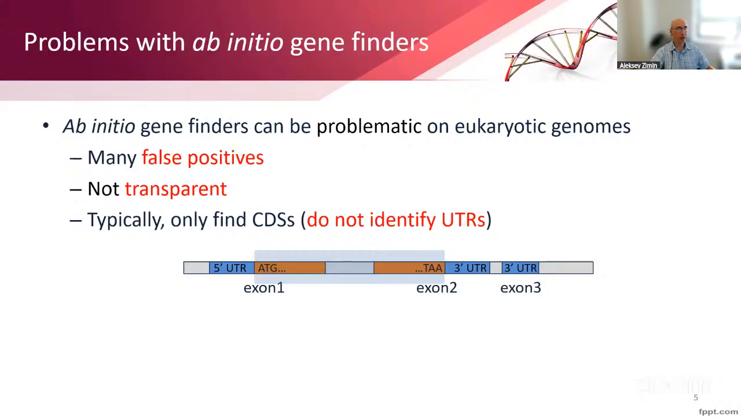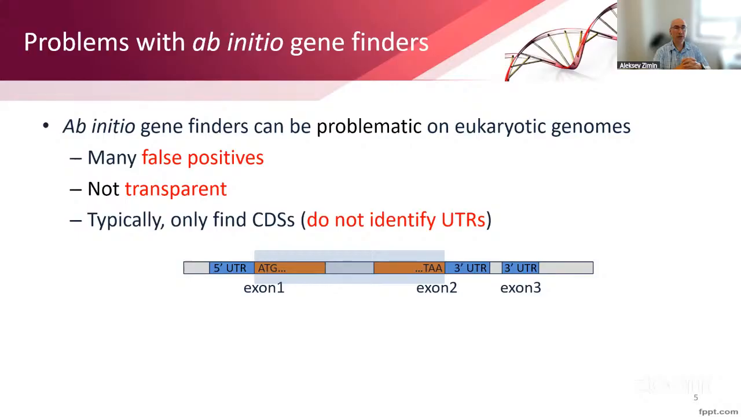They're not transparent. That is, imagine you have a transcript that you know is functional, you know it's there, and you put it in as evidence, and it's not guaranteed that the ab initio gene finder will output this transcript. It may or may not exist in the output. So it's like a black box. You train it and you get some results, and it's really difficult to figure out why a certain transcript has been annotated or not, even though you have confidence and it's been present in evidence.